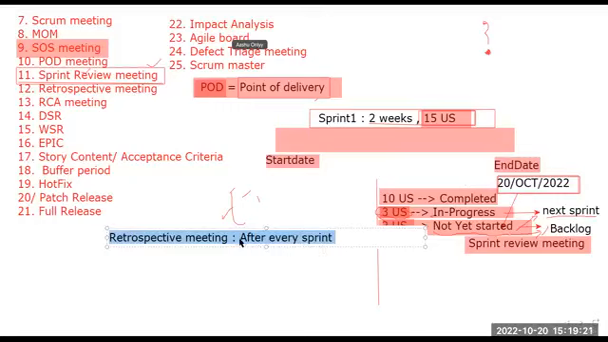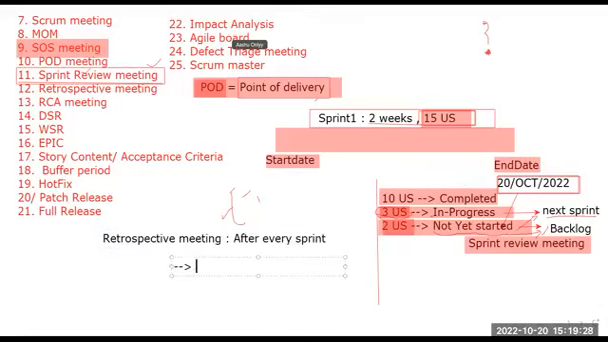During this meeting, we are going to discuss two things: what went good in the previous sprint and what went wrong. Getting my point, everyone? It means whatever good activities we have done in Sprint 1, or what mistakes we have done, we are going to analyze during this retrospective meeting.